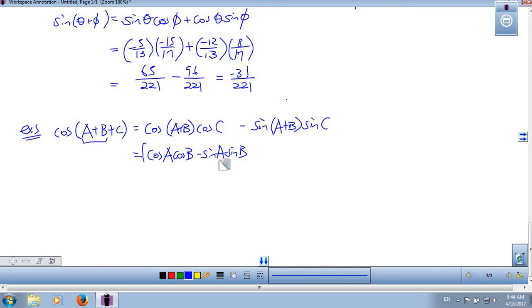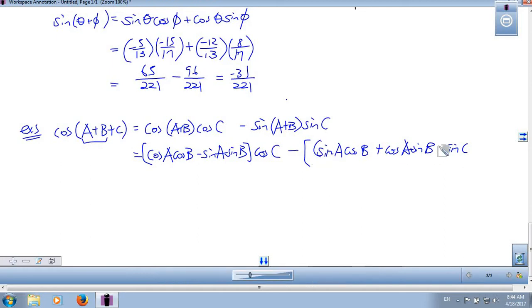But this whole thing is multiplied by cosine C, so don't forget that. Now let's go ahead and expand out sine of A plus B. So it's sine A cosine B plus cosine A sine B. Now this expression is also multiplied by, in the end, sine C. So actually I should write it like this.